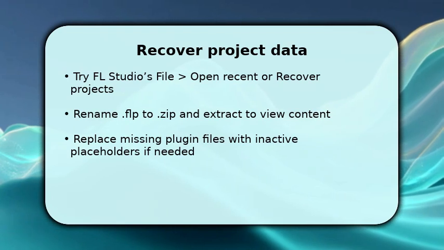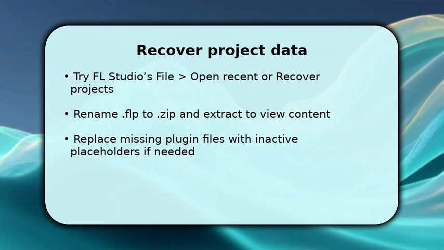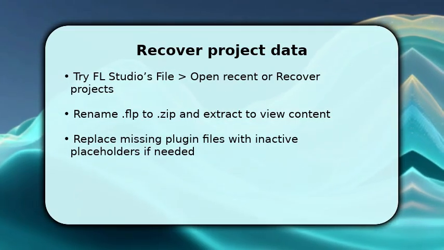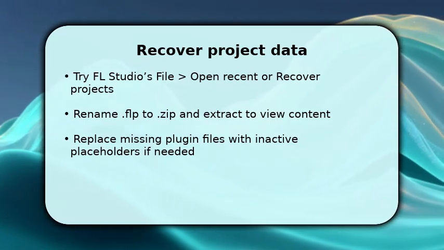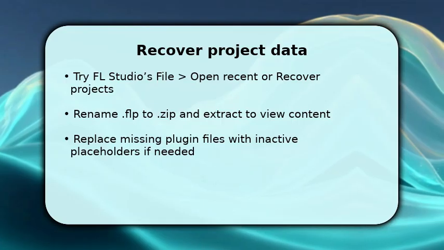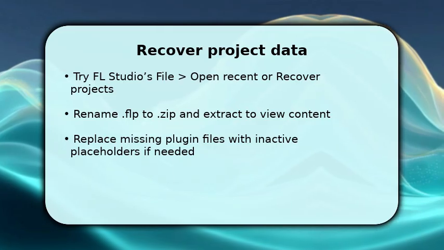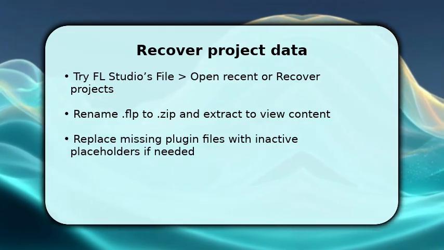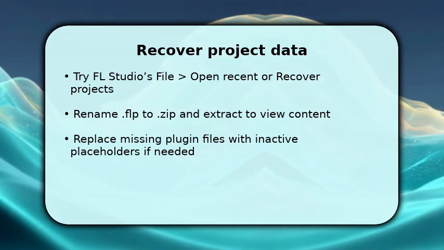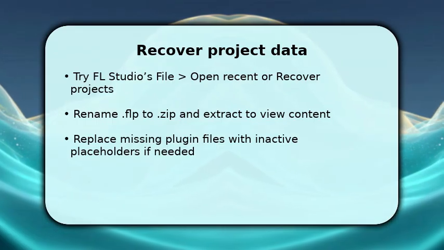Next, attempt structured recovery. Open FL Studio's recover projects or use file open recent to catch autosave states. If that fails, duplicate the FLP and rename the copy to zip, then extract to inspect patterns, sampler data, and playlist XMLs. Once you see XML or PATs, salvage channel and pattern files and re-import them. If plugins are missing, create inactive replacement channels so project skeleton loads. This preserves routing and tempo information while you rebuild sounds.